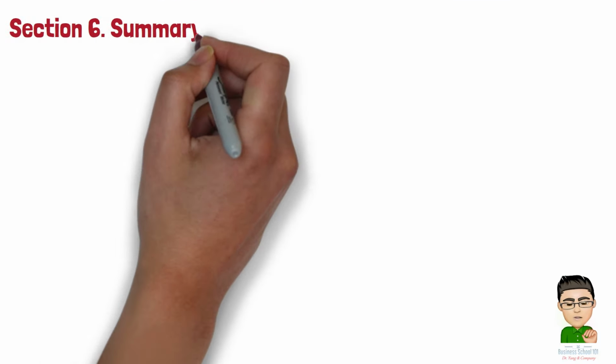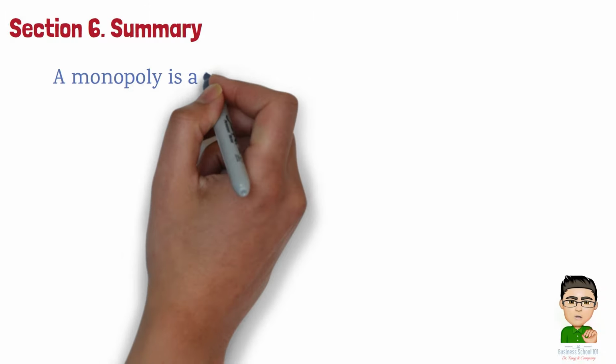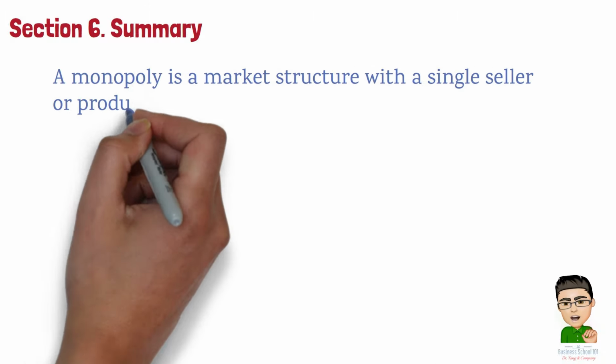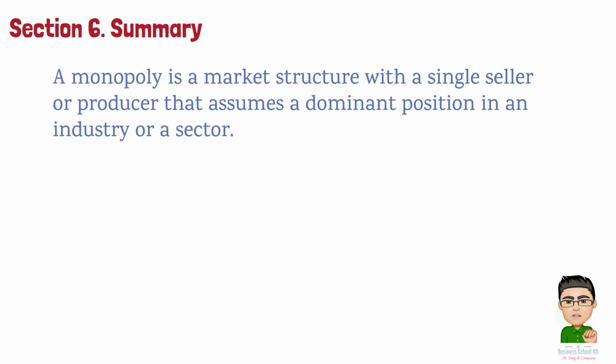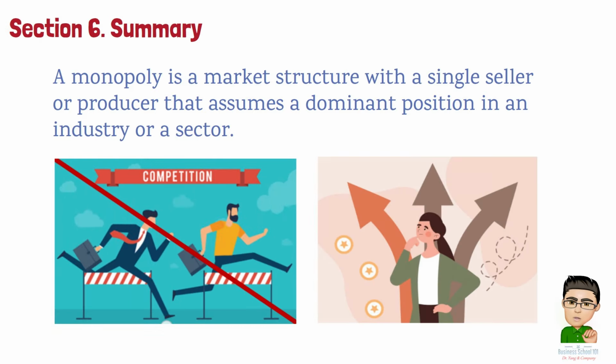Section 6. Summary. To sum up, a monopoly is a market structure with a single seller or producer that assumes a dominant position in an industry or a sector. Monopolies are discouraged in free market economies because they stifle competition, limit consumer substitutes, and thus, limit consumer choice.